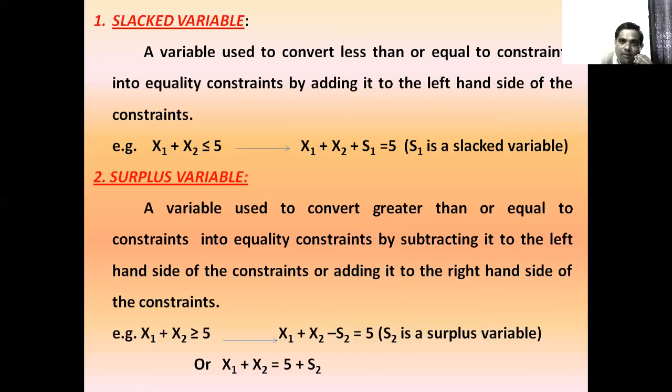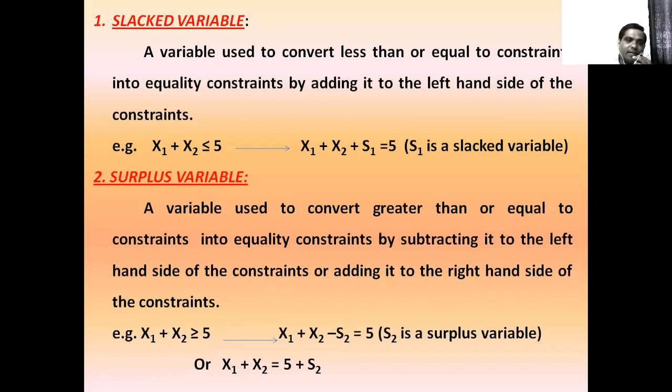So last time we had discussed the constraints, that is land constraints, labor constraints, and capital constraints. We took an example in the last lecture. Again, I repeat this example: x1 plus x2 less than or equal to 5. This less than or equal to 5, or greater than or equal to 5, means there is an inequality in the constraint equation.